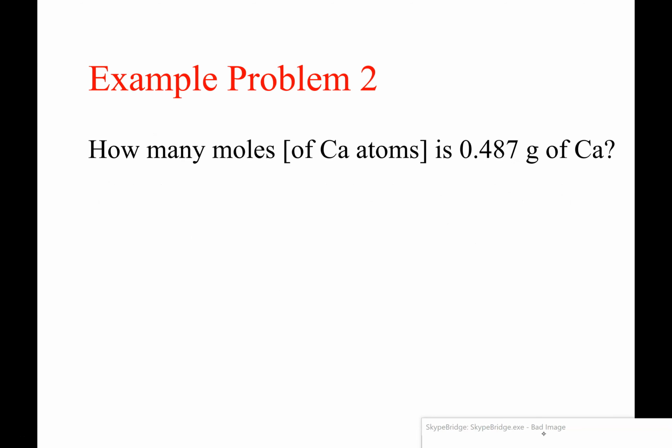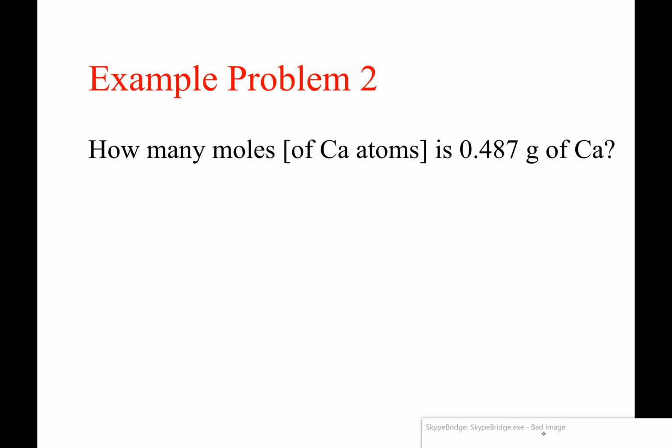So let's work a problem. And again, the thing in brackets, when we get going, probably will not be there. Okay. So we're going to work a problem here. I'm bad about not reading the problem, just looking at the units. This looks like a grams to moles problem. Just looking at the units, grams to moles. So how many moles is 0.487 grams of calcium?